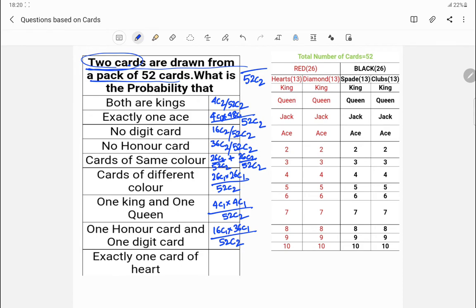Next is exactly 1 card of hearts. So under hearts we are going to draw only 1 card. The total number of cards under the hearts category is 13. So out of 13 I will draw 1 card, and if you subtract 13 from 52, you are going to get 39. Out of the remaining 39 I am going to draw 1 card, divided by 52C2.